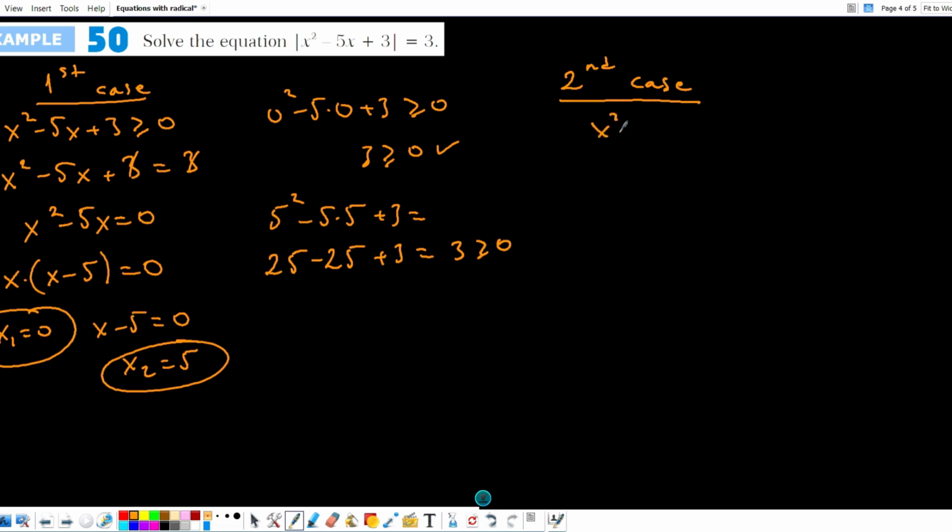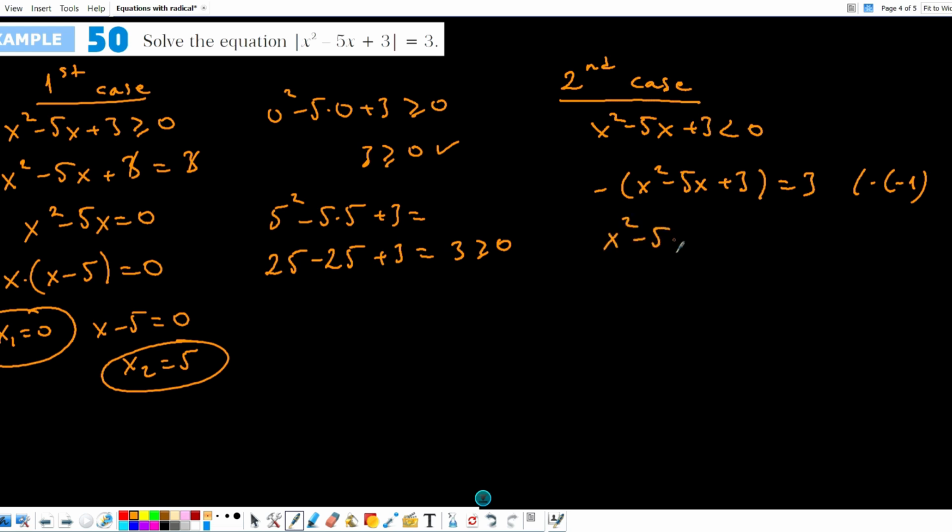In the second case, we have x squared minus 5x plus 3 less than 0. In this case, we are taking out from the absolute value with a minus in front of it. So it will become minus (x squared minus 5x plus 3) is equal to 3. Now to get rid of this minus, you can multiply all the terms inside the brackets with the minus, or you can multiply all the equation by minus 1.